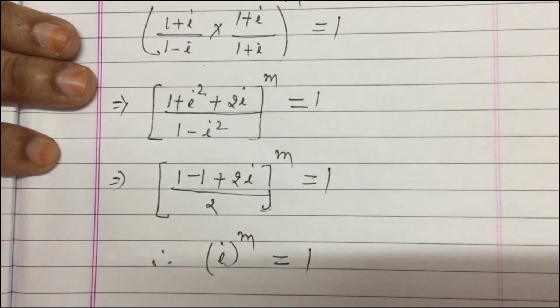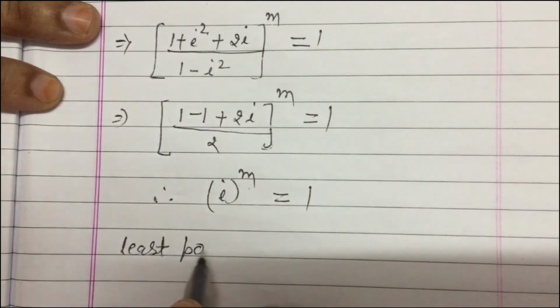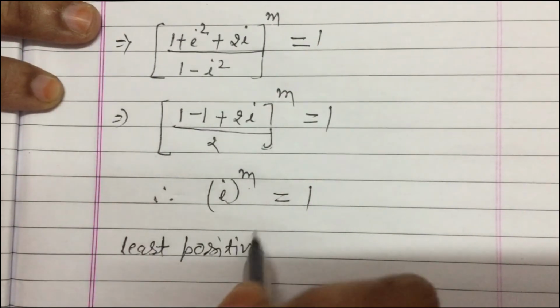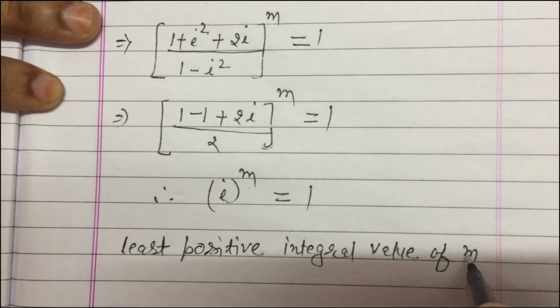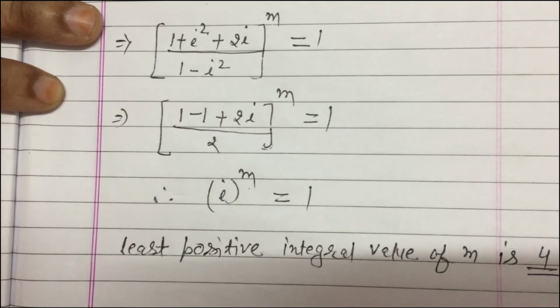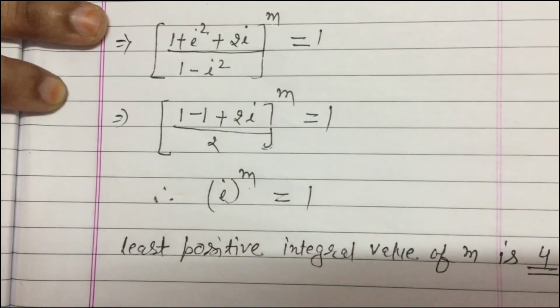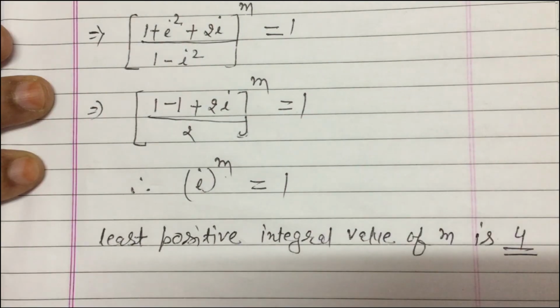You know that if it is 4 in place of m, then the value is 1. So you have to write that the least positive integral value of m is 4 for the given question. Then only i raised to 4 is equal to 1. 4 is the least value for m.